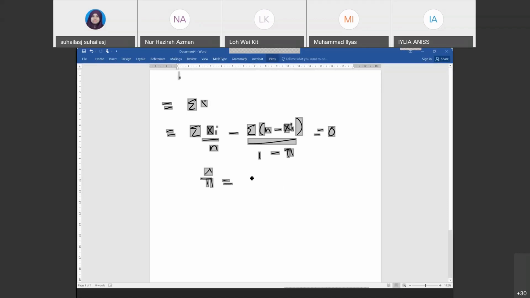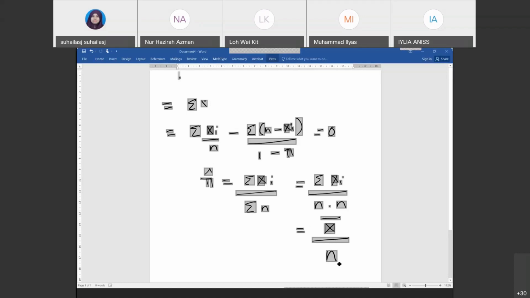You will have this one summation xi. Lepas tu kita ada summation n macam ni. Okay, maksudnya kalau kita buka dia punya summation tu, dia akan jadi n lah. Okay, so that's why this one adalah x bar over n. Ini jawapan dia. Okay. Dah nampak ke saya punya ni?